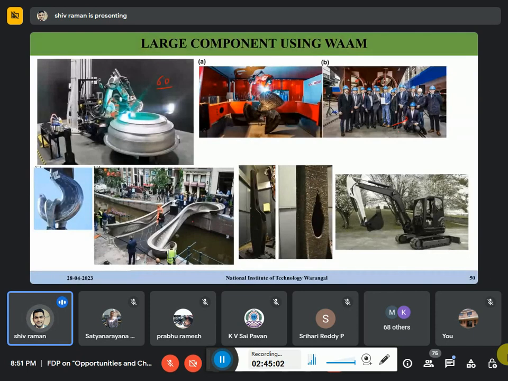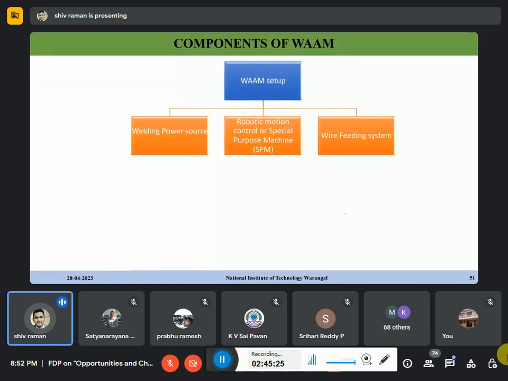This is an excavator arm which is printed using WAAM at Oak Ridge Laboratory, and this is deployed in a real-time application after machining and printing. So this clearly shows how WAAM is significantly used for the fabrication of large components. In this direction, we are also exploring. A WAAM setup includes a welding power source, a robotic control or a special purpose machine, and a wire feeding system if you are using a tip based power source.